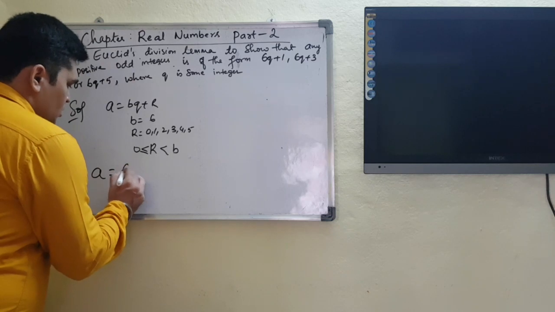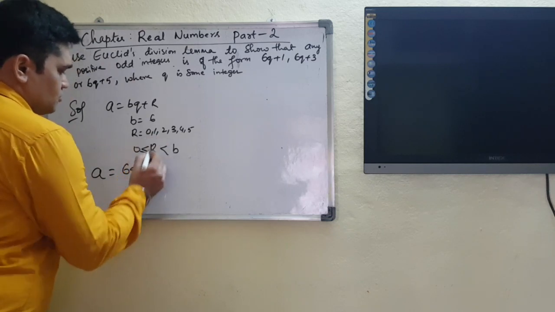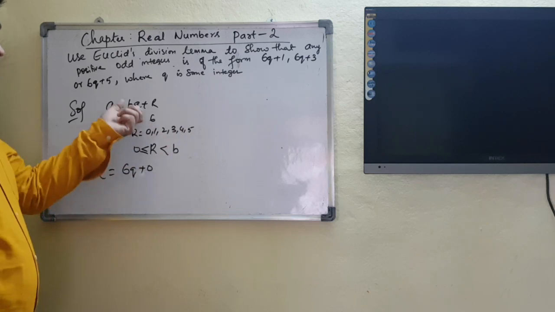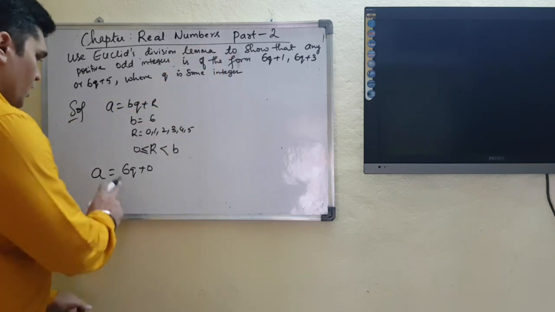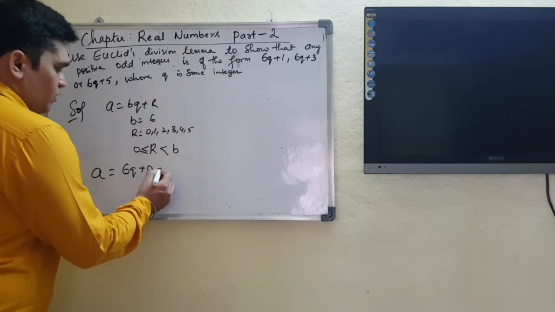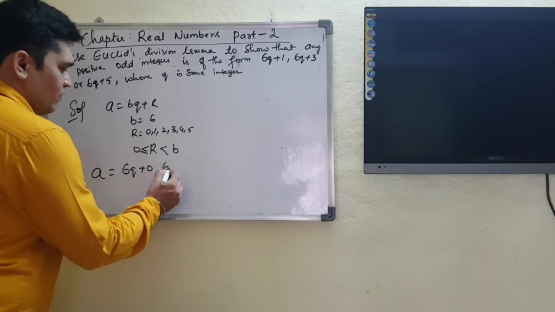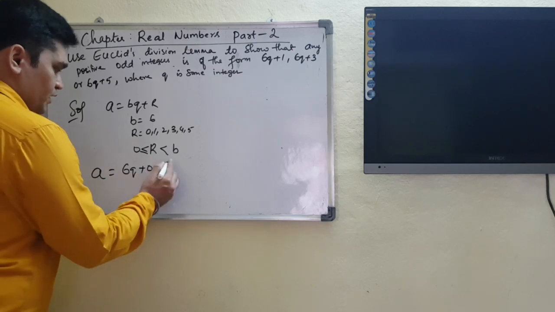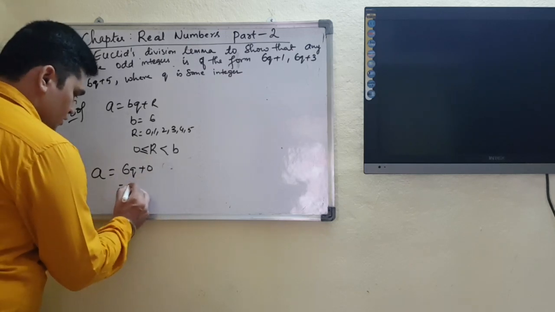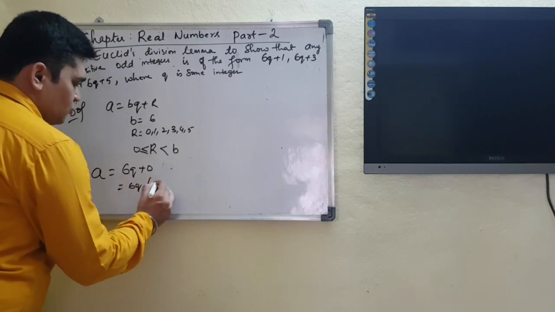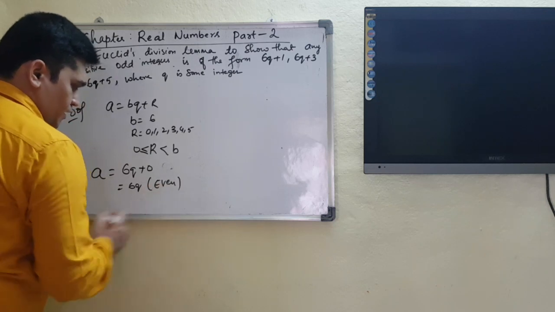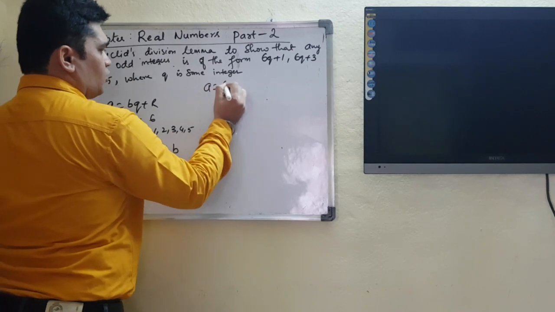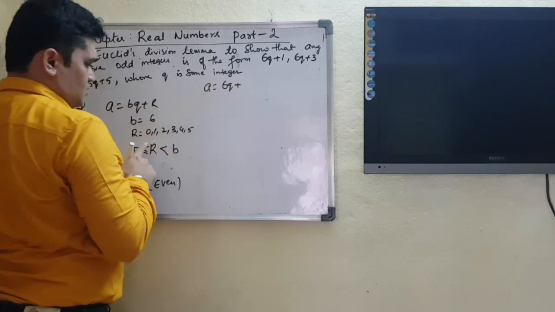A equals 6q plus 0. I'm going to use all these remainders one by one. Let's check it out. A equals 6q plus 0. Is there anything common? No. So it's an even number. Since we cannot take any number common here, 6q remains as an even number. If you go with the next one, that is A equals 6q plus 1.